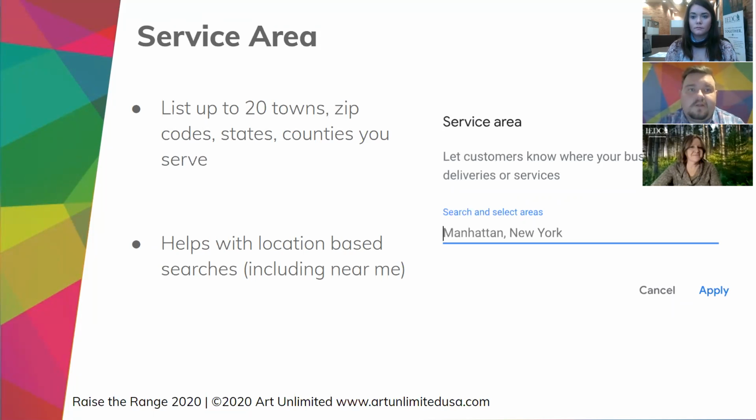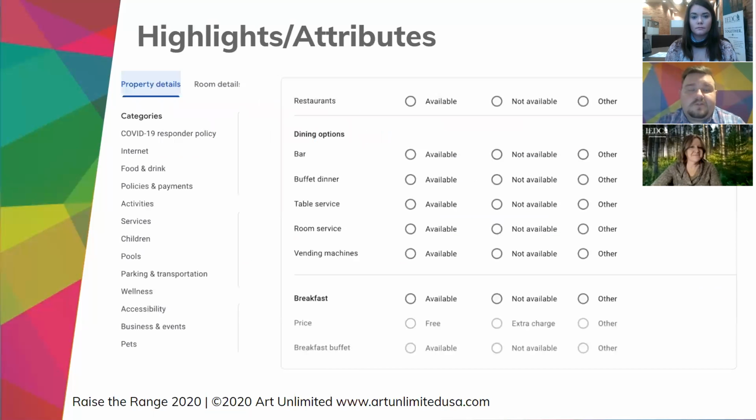And now I'm going to go on to the attributes that I mentioned earlier. Attributes are basically just little check boxes that you can fill out for a listing. This here is an example of a hotel attribute list and highlights. Basically, this just helps Google understand who you are. It helps users understand who you are. And they're constantly updating, adding new attributes.